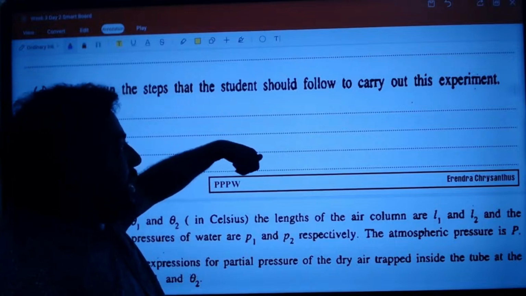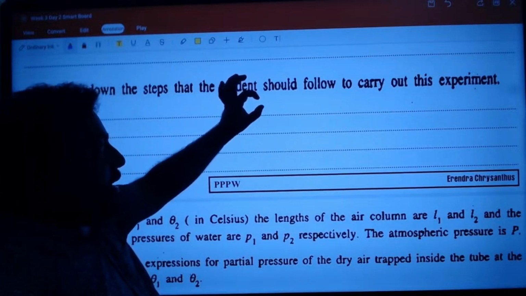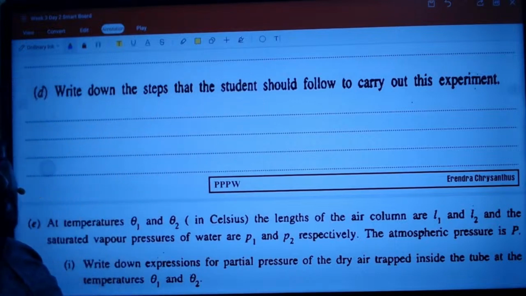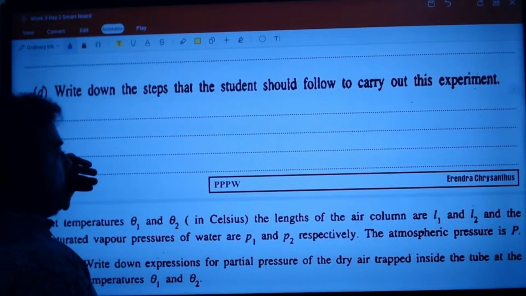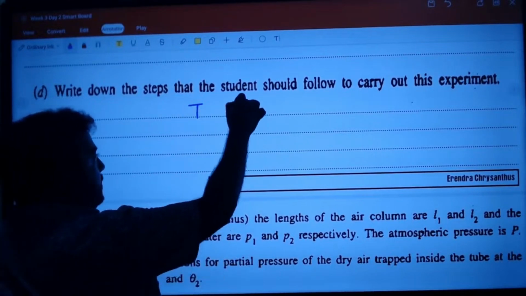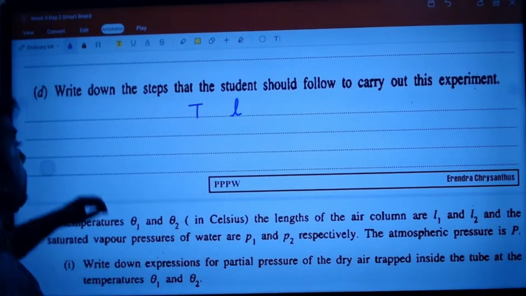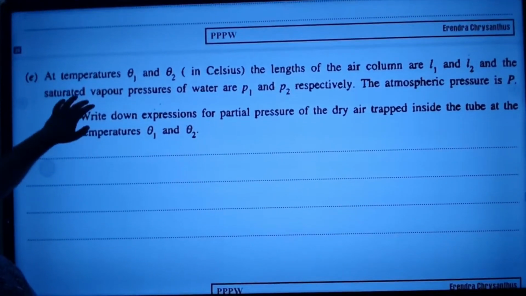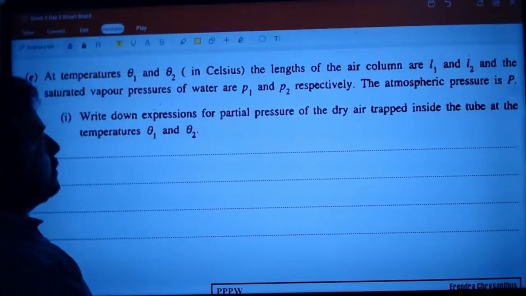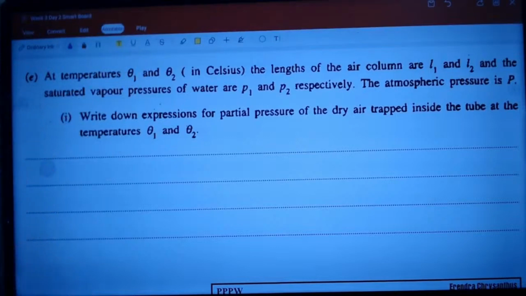So for every temperature of the air column, we measure the length of the air column. So for different temperatures, you measure different lengths. At temperature θ1 and temperature θ2, the lengths are L1, L2. SVP is P1, P2. Atmospheric pressure is P.